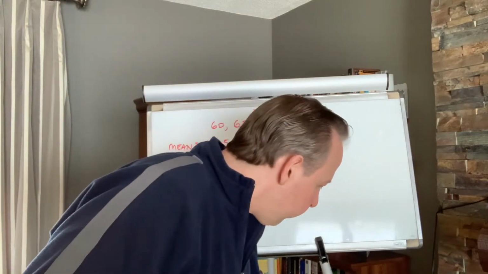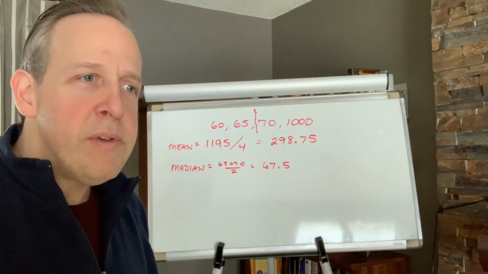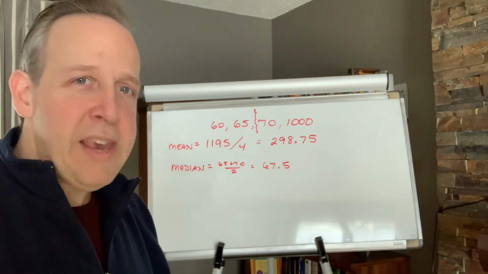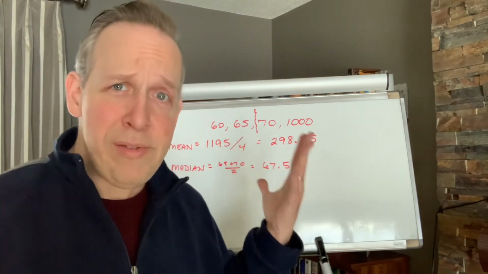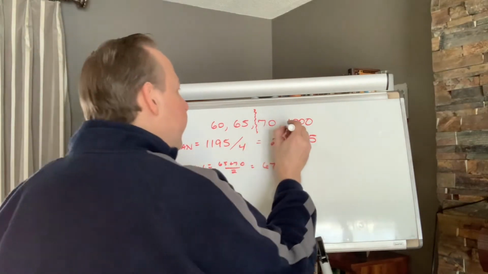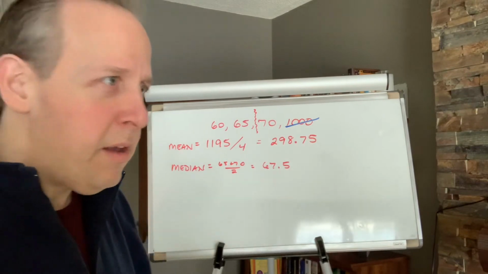What if we say, I don't like the number 1,000. There's a reason why we're going to get rid of it. It was a mistake. It was my cat jumped on the keyboard and I got an extra 1,000 in there somehow. I don't want that. So we're just going to get rid of it. Okay, the 1,000's gone. It was a mistake.